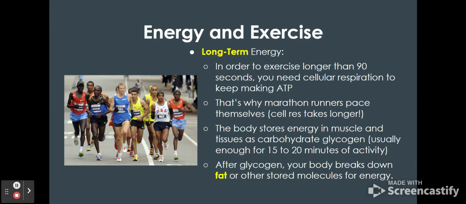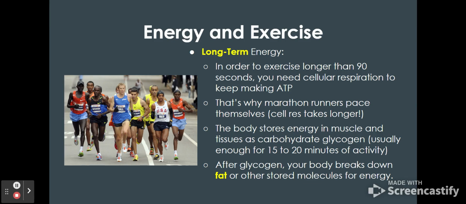So the body stores energy in muscle and tissues as the carbohydrate glycogen, right? It's usually about enough for 15 to 20 minutes of activity. After using up the glycogen, your body starts breaking down fat or other stored molecules for energy. So that's why when you're trying to lose weight, doctors recommend doing at least 30 minutes of exercise a day, because the first 90 seconds get rid of that initial ATP. The 15 to 20 minutes get rid of your stored glycogen. And then after about 20 minutes, you're starting to burn fat.